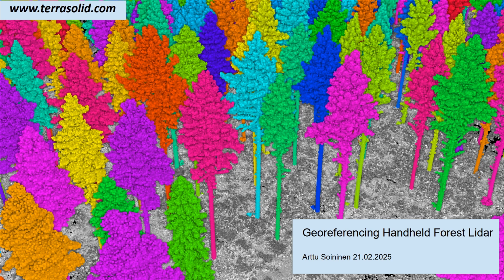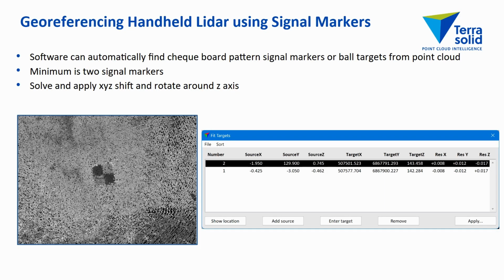Hello, this video shows you how to georeference handheld Lidar data from a forest environment. One method is using signal markers, which you place on the ground and measure with GPS, and the software finds the signal markers based on intensity. And we solve an XYZ shift and a 2D rotation.